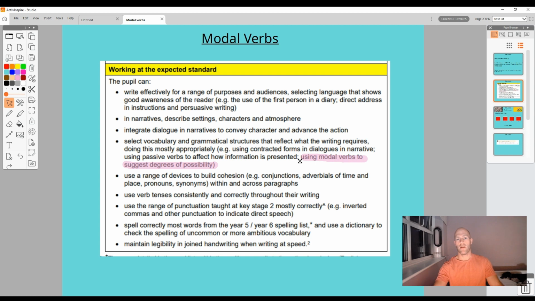But in my pink highlighter, you can see one part of this is you have to be able to use modal verbs to suggest degrees of possibility. You have to obviously do lots of things, all of these things in the bullet points. That's just one bit of it, using modal verbs to suggest degrees of possibility. After you've watched this video, you'll have that bit ticked off and we can start working on the other bits as well.